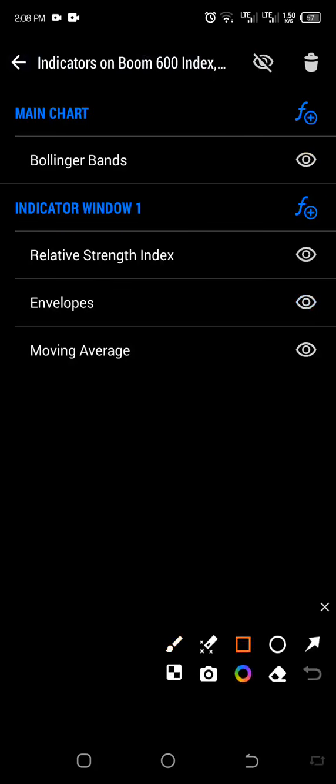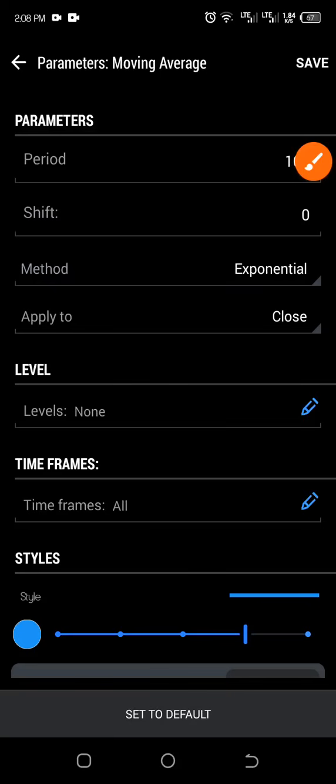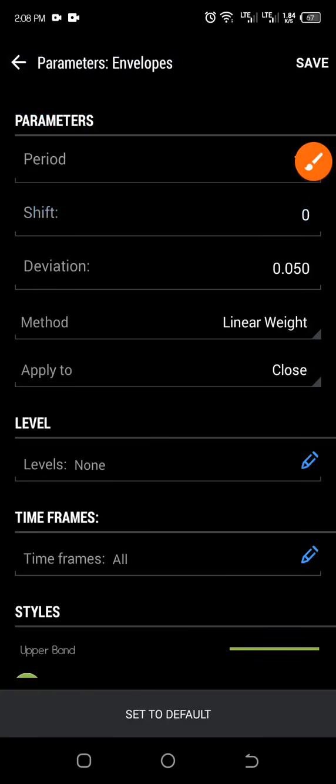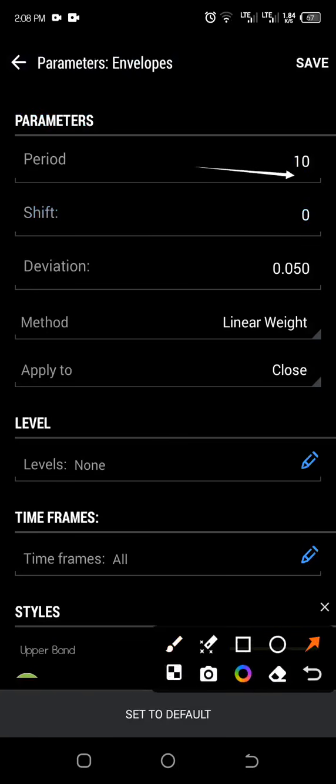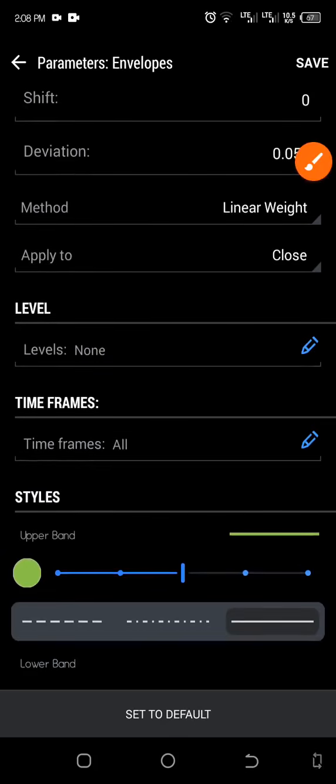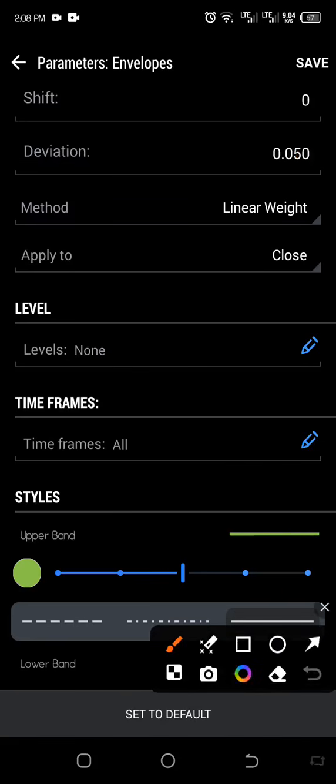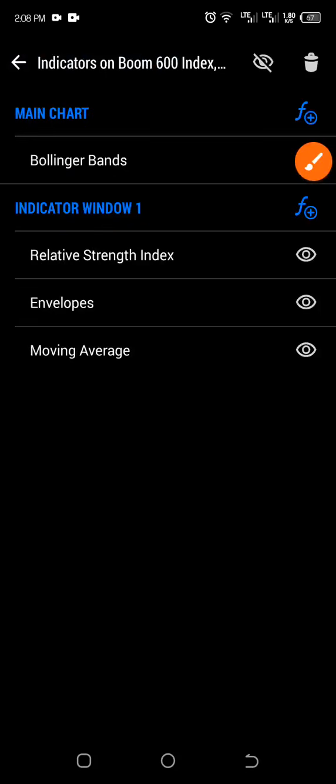Now to the next indicator, which is going to be the envelope. At the very top, we click on this indicator in one F plus. We search for a envelope, and this is the parameters. Now for the envelope, the period is 10, shift is 0, the deviation is 0.050, method is inhabited, apply to close, and for the style, of course, we only need the upper band, which is going to be this color right here. So use any color of your choice and click on save. So that is the next indicator we need for the strategy.